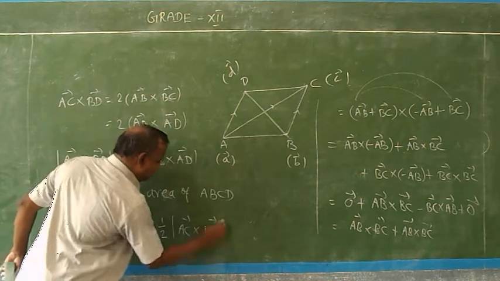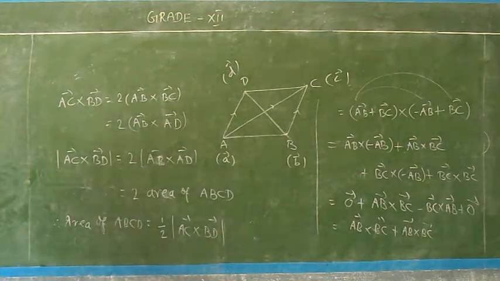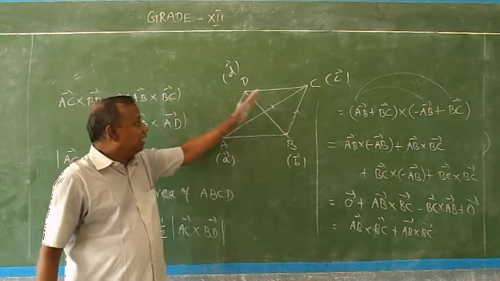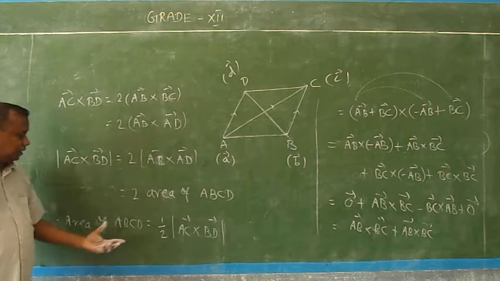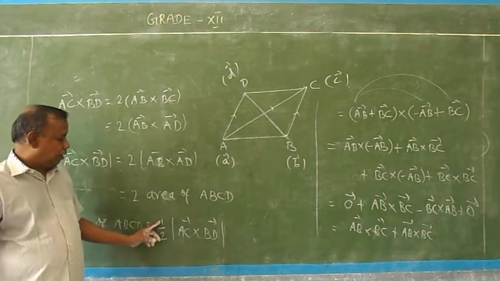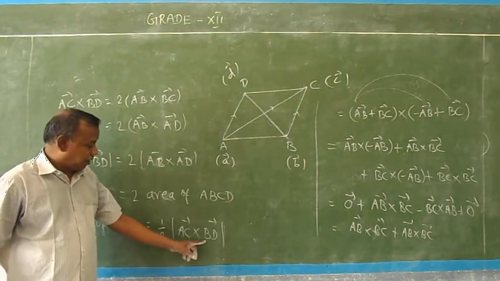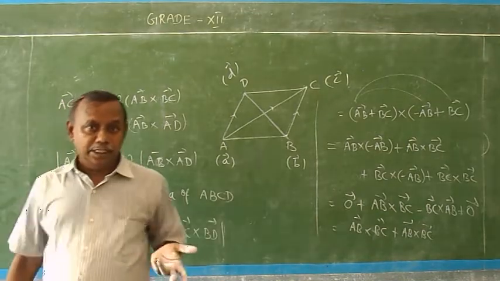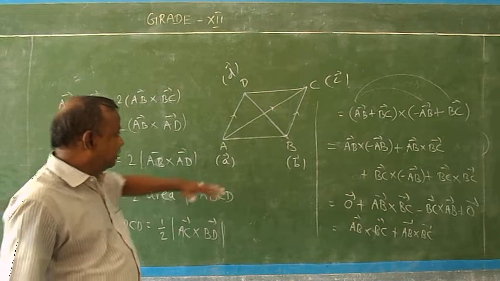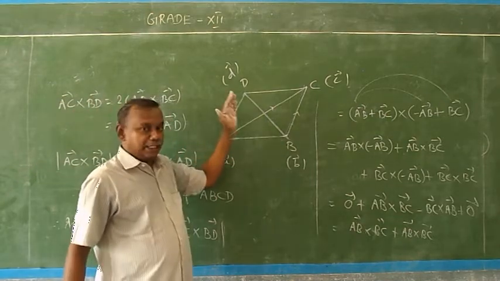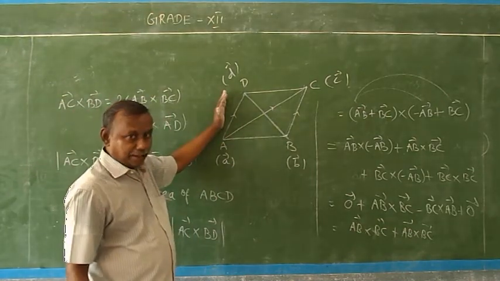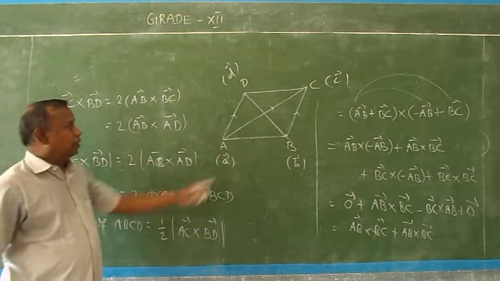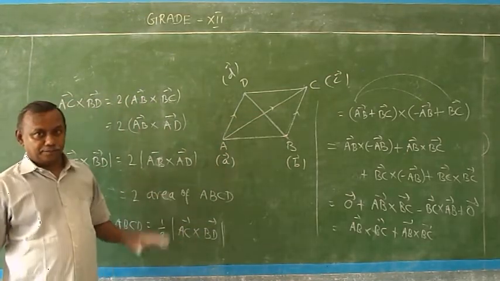So this is the formula for finding the area of any parallelogram when its diagonals are given. When the diagonals are given, it is half into the modulus of the cross product of its diagonals. So there are two ways we can find the area of the parallelogram. If we are given the adjacent sides, it is modulus of AB vector cross AD vector. If we are given the diagonals, it is half into modulus of AC vector cross BD vector.